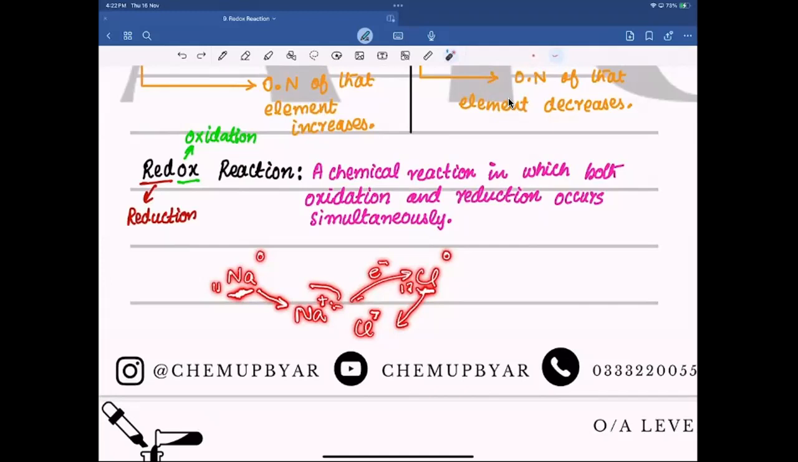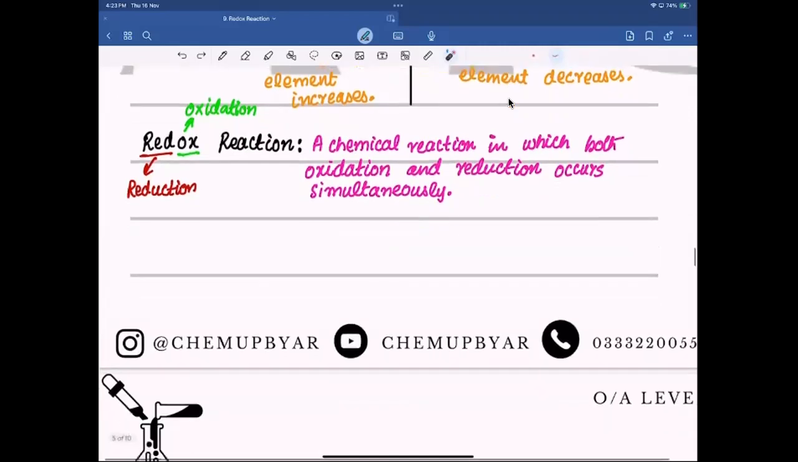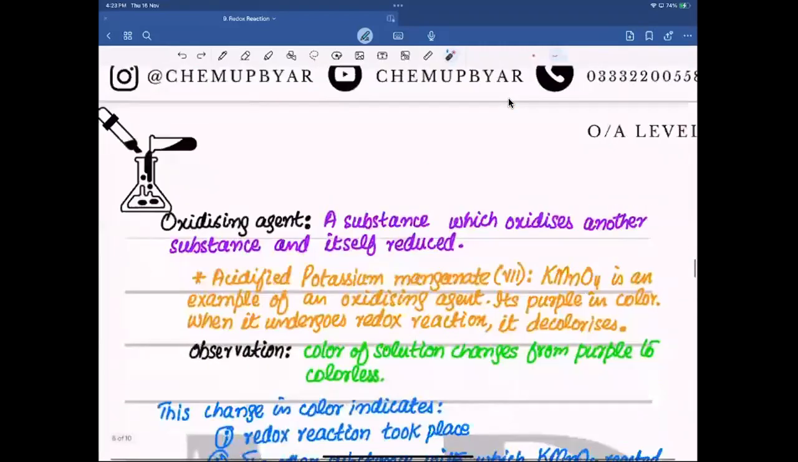So the simple way to understand this: the substance which undergoes oxidation is a reducing agent because it helps the other substance to get reduced. And the substance which undergoes reduction is an oxidizing agent because it helps the other substance to get oxidized. Is this clear? Do you have any confusion? Yes. Okay, Manahil, did you understand? Okay.